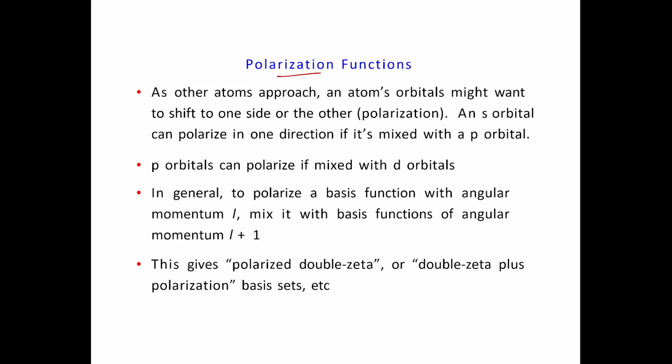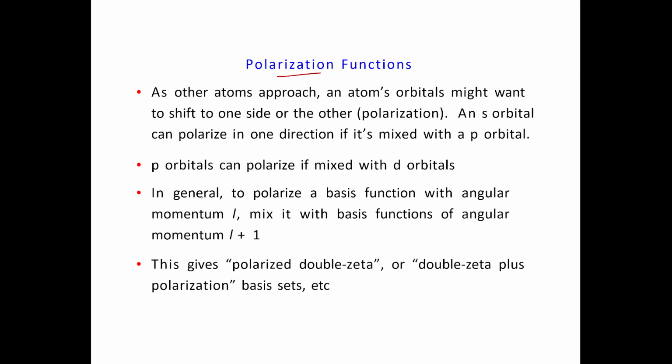As other atoms approach, an atom's orbitals might want to shift to one side or the other. That is the polarization. An s orbital can polarize in one direction if it is mixed with a p orbital: sp, sp2, sp3. P orbitals can polarize if they are mixed with d orbitals, like you know about sp3d, or sp2d, pd, this kind of hybridization. So it actually can give you the polarization.